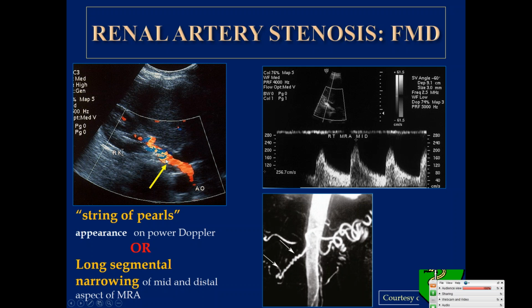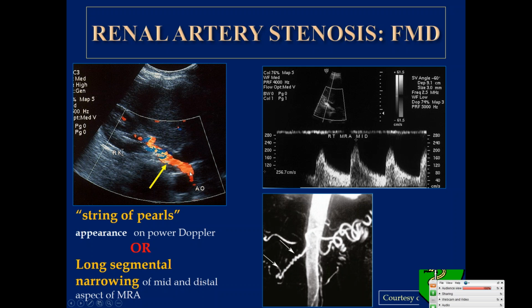And this is a string of pearl sign that is usually seen on power Doppler in patients with FMD. Sometimes we may see this FMD pathology as a lone segmental narrowing of the mid and distal aspect of the main renal arteries. Again, if you interrogate these vessels, usually they demonstrate very high peak systolic velocities. But you can notice that the abnormality is not at the origin.